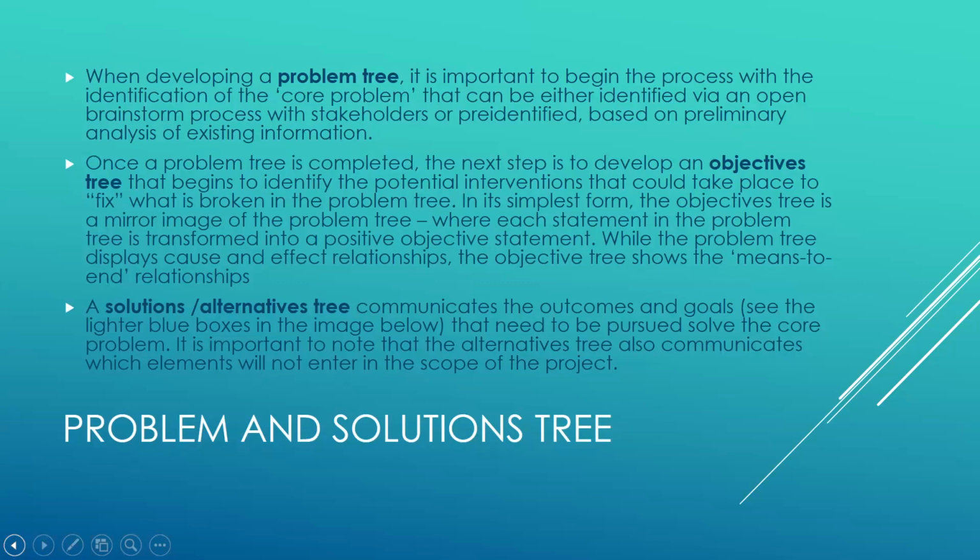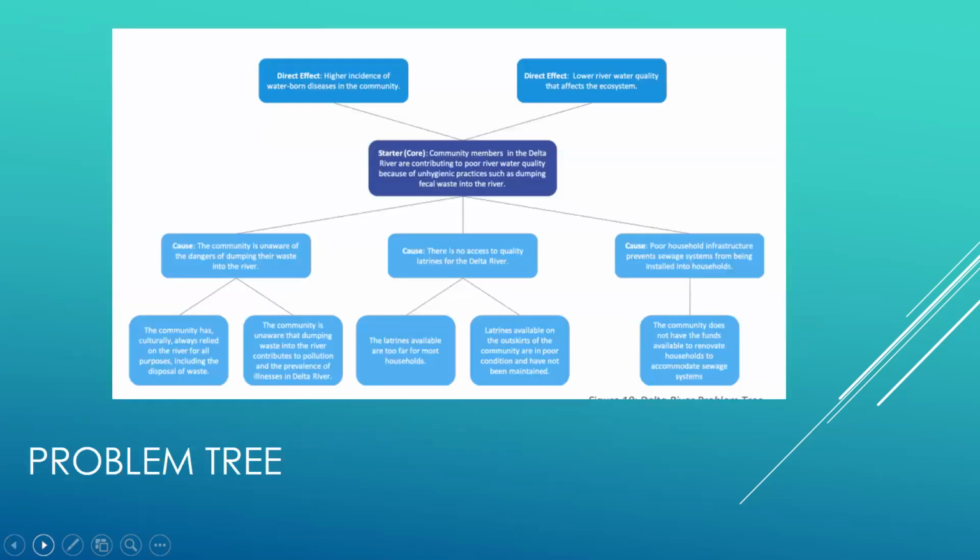So in here, this is the problem, as in for the WASH project, the community members are contributing to poor river water quality because of unhygienic practice. That is the problem. So of course we're looking at the direct effects: lower river water quality, which is affecting the ecosystem, and then of course a high incidence of waterborne disease in the community. So those are resultant problems.